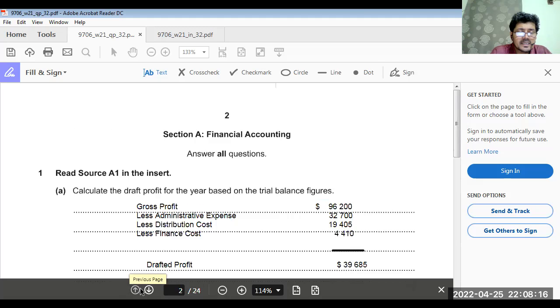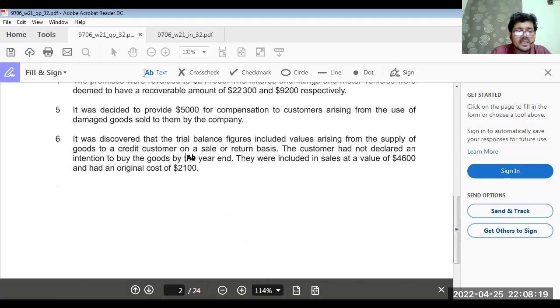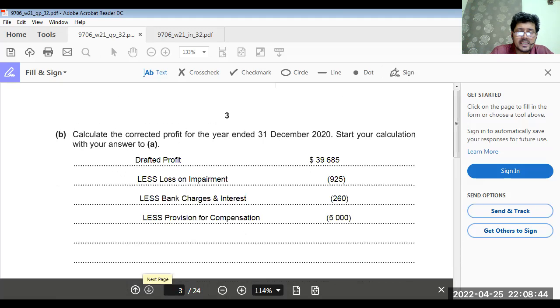Anything else? Oh, this one. It was discovered that the trial balance figures include values arising from the supply of goods to a credit customer on a sale or return basis. The customer had not declared the intention to buy the goods. They were included in sales at a value of 4,600 and an original cost of 2,100. So there is a loss of 4,600 minus 2,100, that is 2,500. Because the customer has not yet decided, we are going to deduct it over here: sale or return goods.